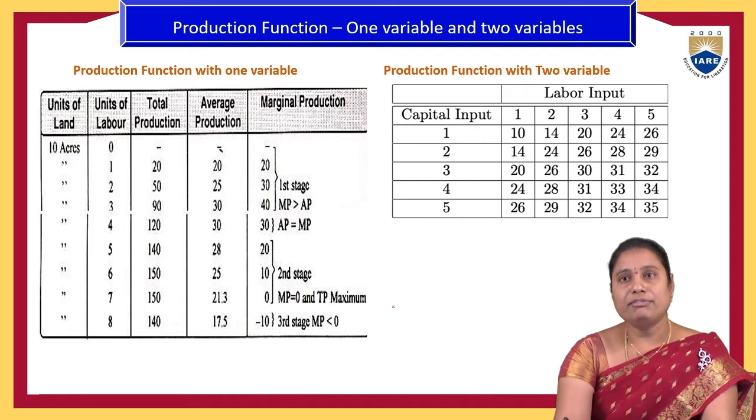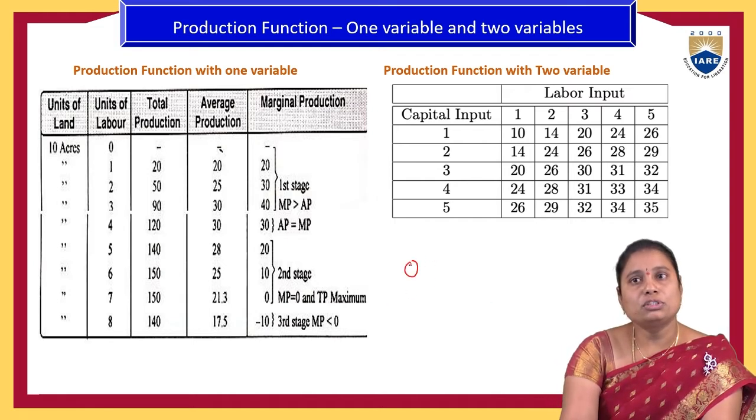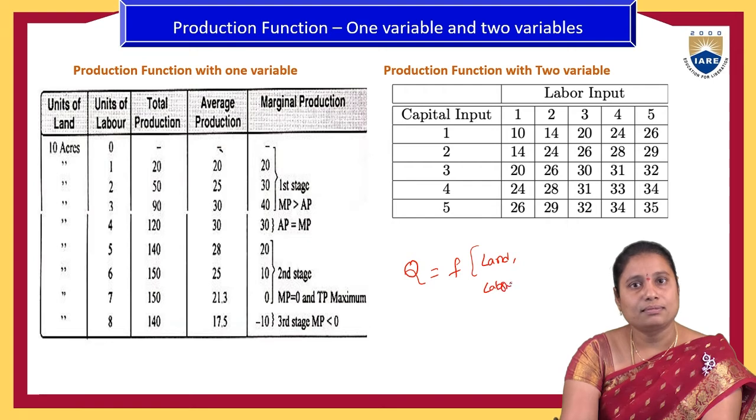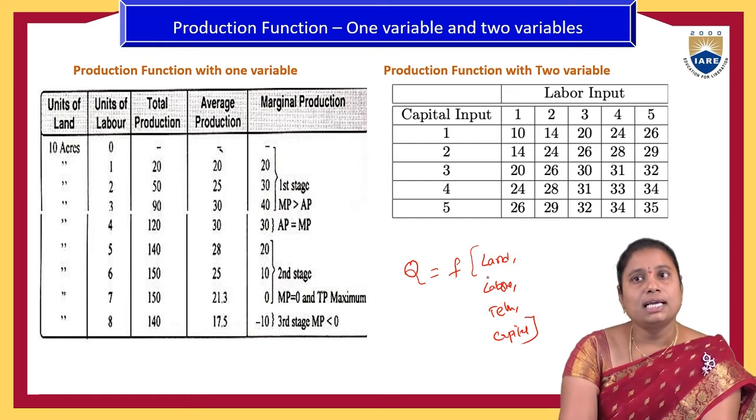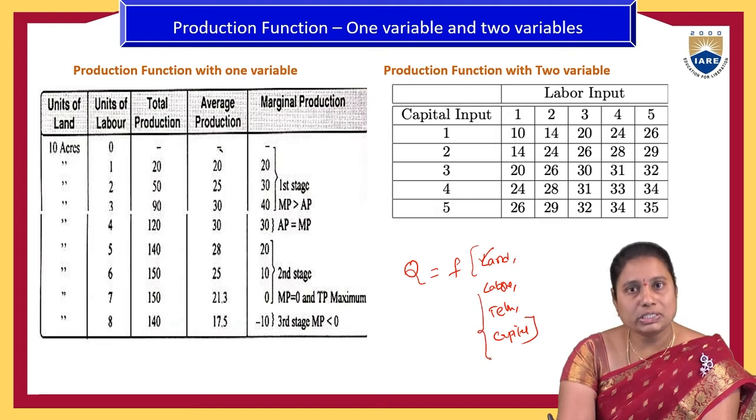So suppose the production function Q is a function of land, labor, technology and capital. Assume that a producer depends on these four factors. If the land is changing and the remaining are all constant, then that kind of production function is called the one variable production function.